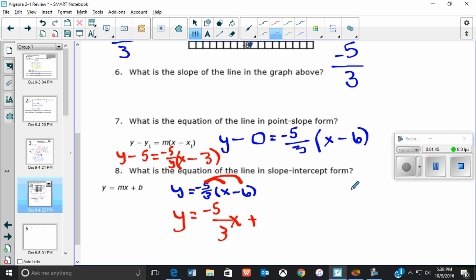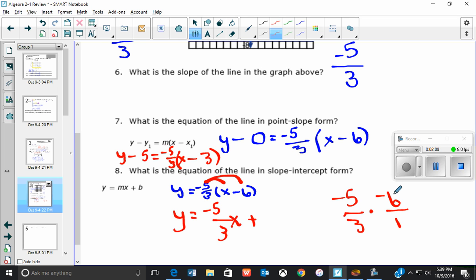And I'm doing 5 thirds times -5 thirds times -6. Okay. Lots of ways you could do this. You could multiply straight across. 5 times 6 is 30. 30 divided by 3 is 10. You can put it in your calculator.